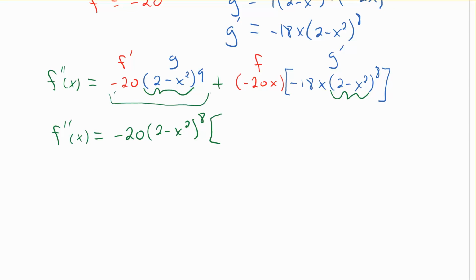So now I start the bracket and I say, okay, what do I have left in this term? Well, in this term, I've only got one 2 minus x squared left. So I'm going to write that down. So 2 minus x squared. Let's keep that in brackets. And then in this term, I've taken out the minus 20, but I've still got the x there.